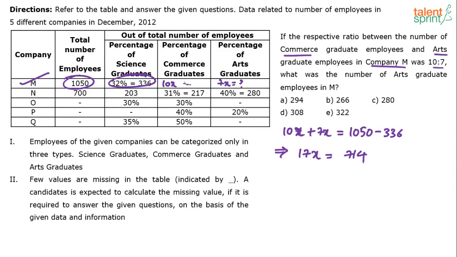So 17x is 714. He is asking us to find out the number of arts graduates in M. How much is arts in M? 7x. Look at the similar variable. 17 parts is 714. 7 parts is equal to what? Cross multiply and get the answer.